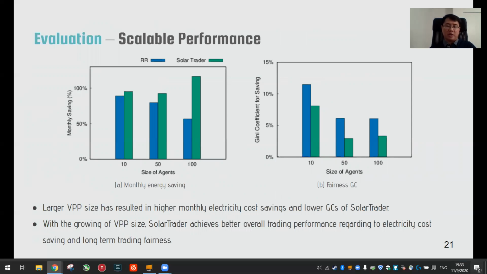We also evaluate SolarTrader's performance when the number of agents is increasing, basically the scalable performance. We can see from graph A, when the number of agents on the x-axis is increasing, SolarTrader results in a higher monthly energy saving. And we can see from graph B, SolarTrader shows a smaller Gini coefficient value when more agents are in the VPP, which means the more users in the SolarTrader system, the more fairness we can achieve.